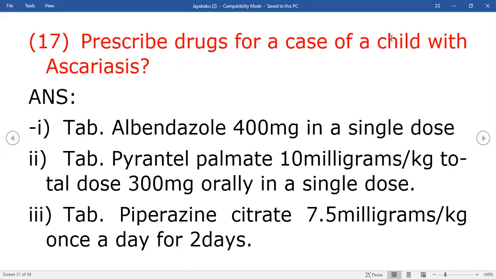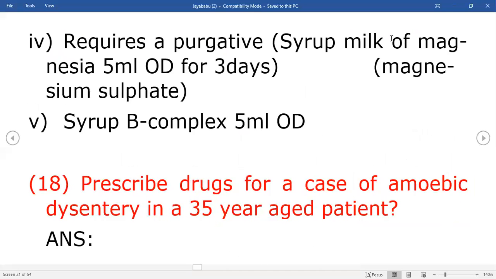So the patient comes to clinic with an infestation of Ascariasis. Then the drug of choice or the first line of management should be Albendazole 400 mg single dose. Apart from this, you are supposed to put on other tablets as well, like Pyrantel pamoate in a dose of 10 milligrams per kg, total dose of 750 mg orally in a single dose. And then tablet Piperazine citrate 7.5 milligrams per kg once a day for 2 days.